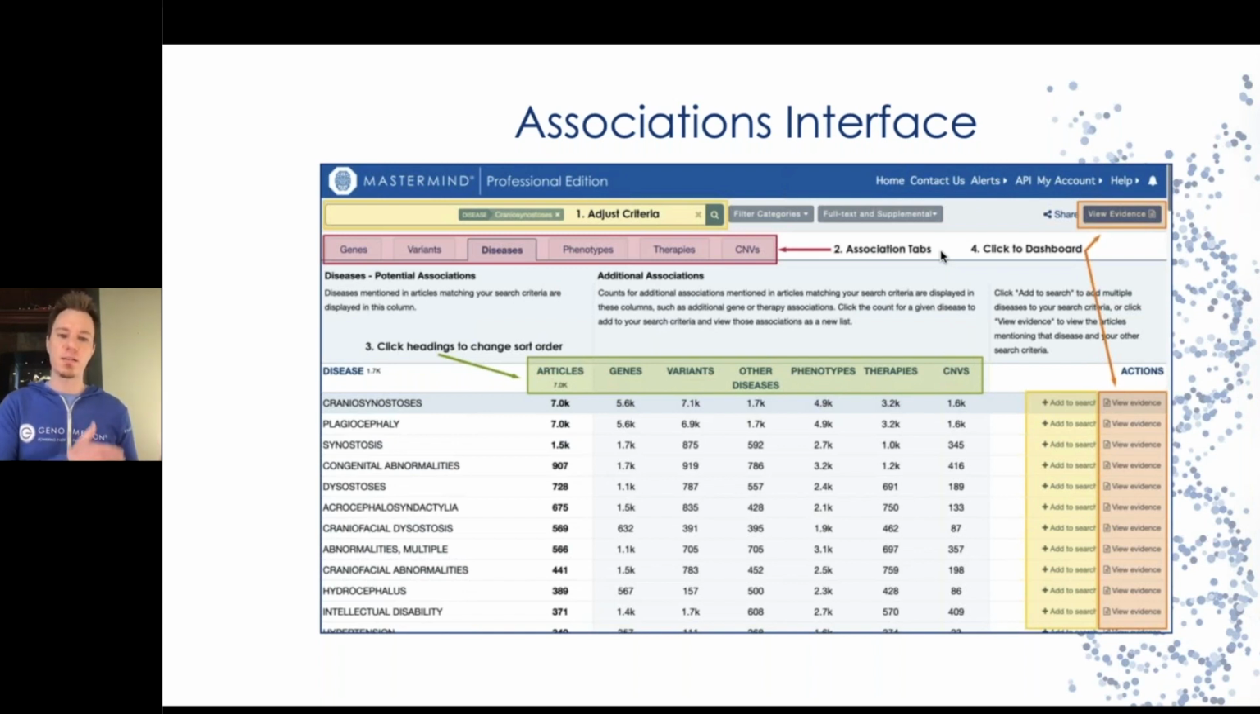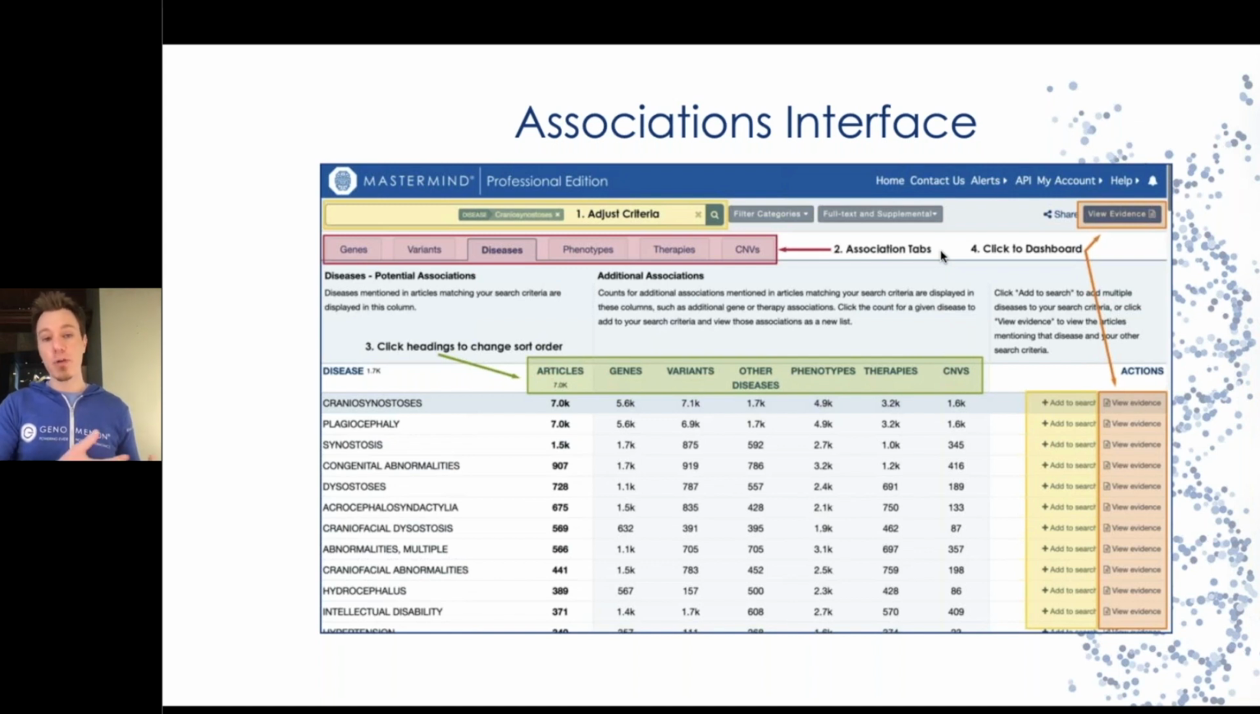So instead of seeing a list of diseases, you can see a list of genes, variants, phenotypes, therapies, or CNVs in this case. And then on the right side, again in yellow, you can add any of those associations to your search criteria to further refine the results. You'll start to see how useful this becomes in the use cases that Liz will demonstrate, in how you can start to explore, not just search for things that you already suspect may exist, but start to explore the data and iteratively build up your search criteria.